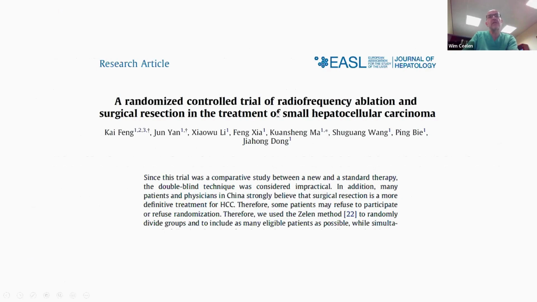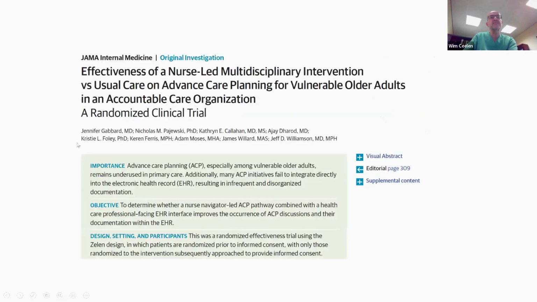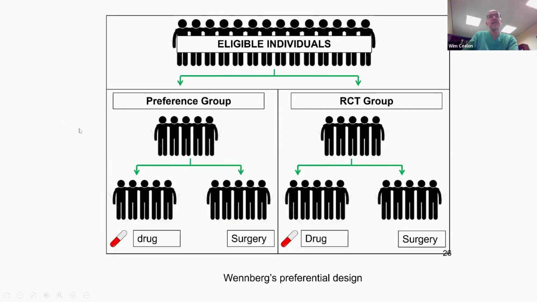It's a randomized trial of RF ablation versus surgery in the treatment of hepatocellular carcinoma. And this was based on Ceelen's method, as you can read here in the abstract. This is another example published in JAMA Internal Medicine. And it's not really a surgical trial. It's based on a nurse-led multidisciplinary intervention versus usual care. But again, randomization was performed before patients gave consent.